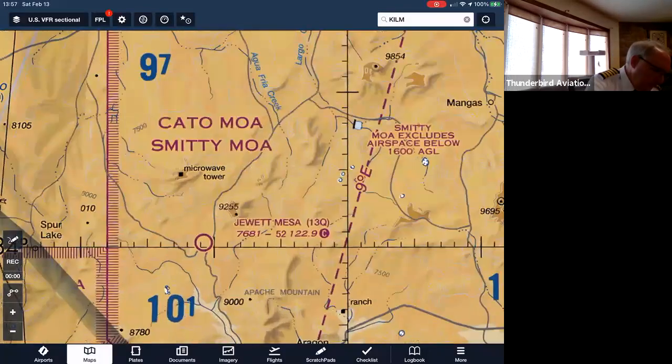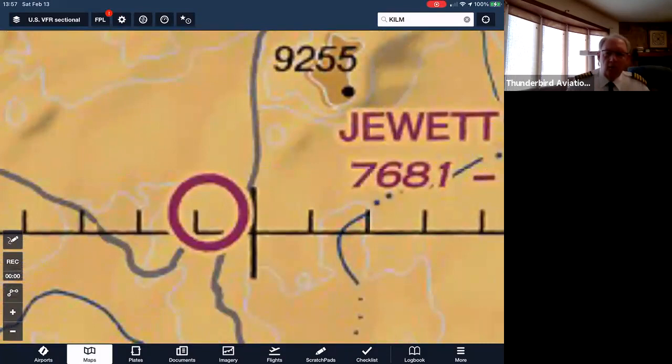But you want to take off from this airport in the middle of this blue shaded area where the G airspace goes all the way up to 14,500 feet.